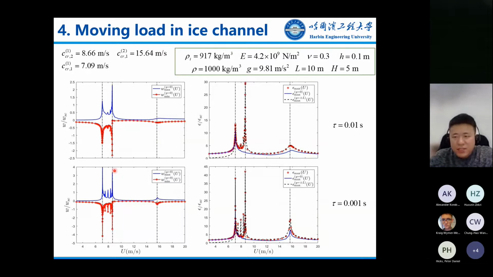The maximum and minimum ice deflection oscillate for the load speed between the first and the second critical speed. The strain near the critical speed strongly depends on the retardation time, but the maximum strain in the ice sheet equals the maximum strain along the center of the channel for load speed smaller than the first critical speed. The maximum strain in the ice sheet equals the maximum strain along the channel walls for load speed greater than the critical speed for different retardation time.